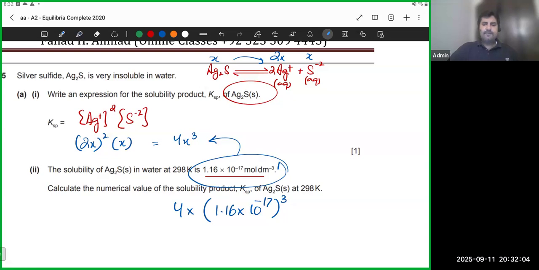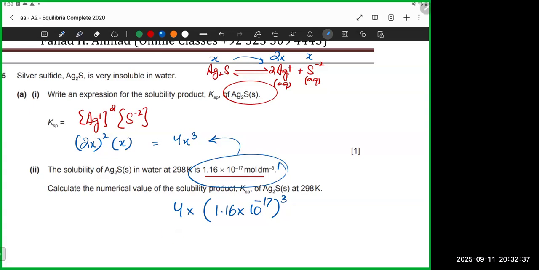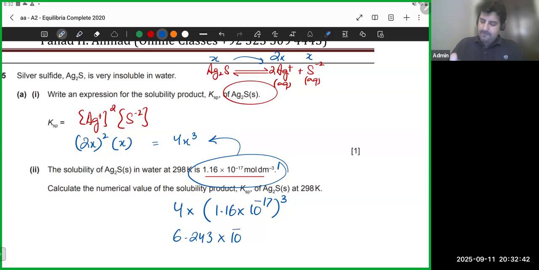What are we getting for this? 1.16 times 10 to the power of minus 17, and then it's getting cubed, and then it's getting multiplied by 4 as well. So I get 6.24 times 10 to the power of negative 51, right?